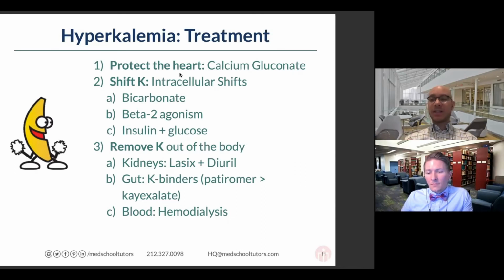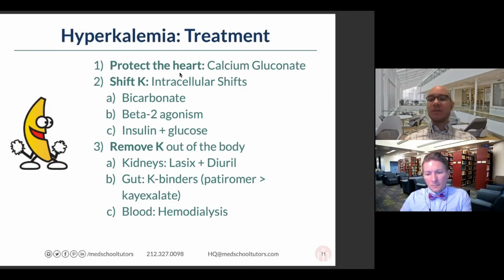So how do you protect the heart? You use calcium, most commonly calcium gluconate. And the way it works is calcium, and this is something that was the subject of a really cool tutorial by master clinician Tony Brew, is that it goes back to the repolarization, the membrane potential of the myocytes. It actually raises the threshold of the myocytes. So first, protect the heart with calcium gluconate.